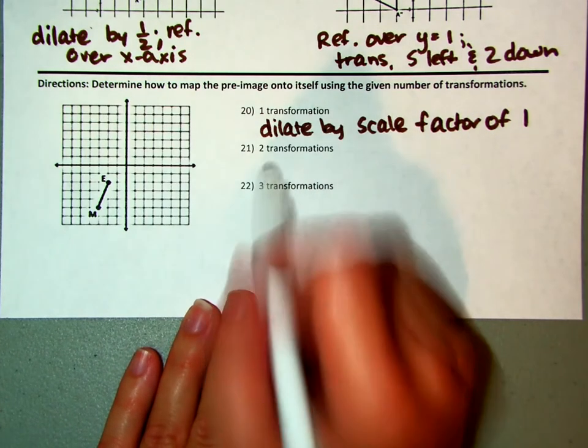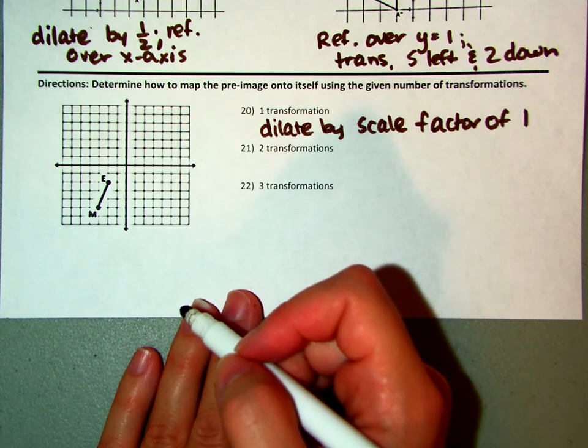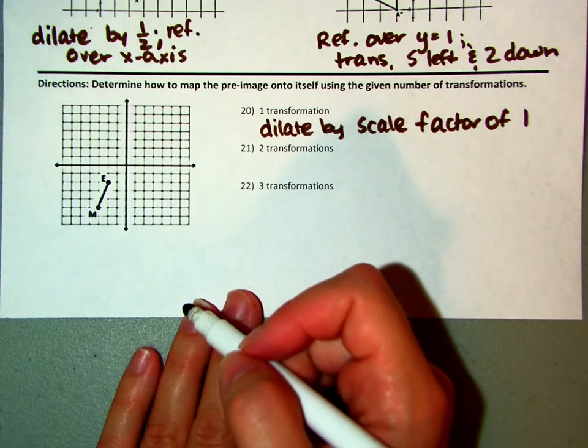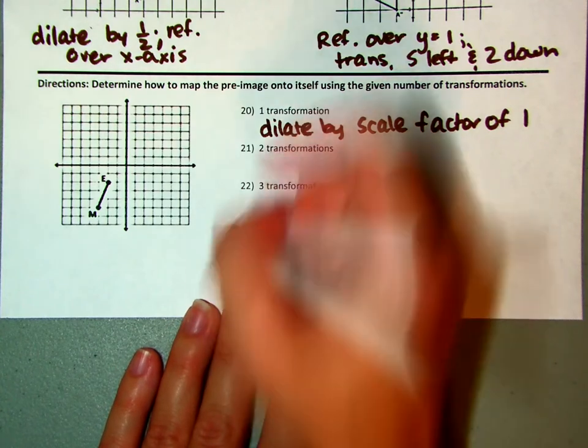If you're going to do it in 2 transformations, you can go for inverse transformations, like, let's dilate it by 2, and then let's dilate it by 1/2, or let's reflect it over the x-axis and then reflect over the x-axis. I'm going to show you just a different perspective.